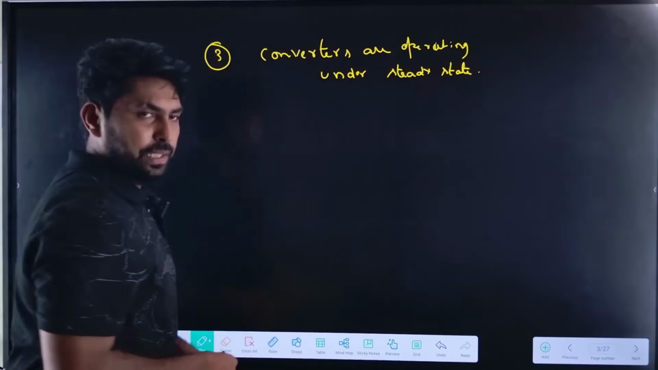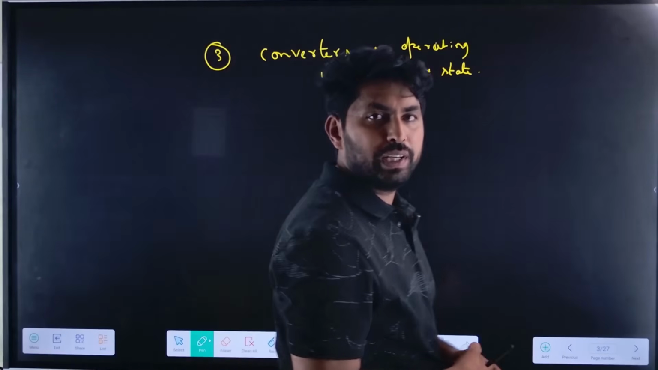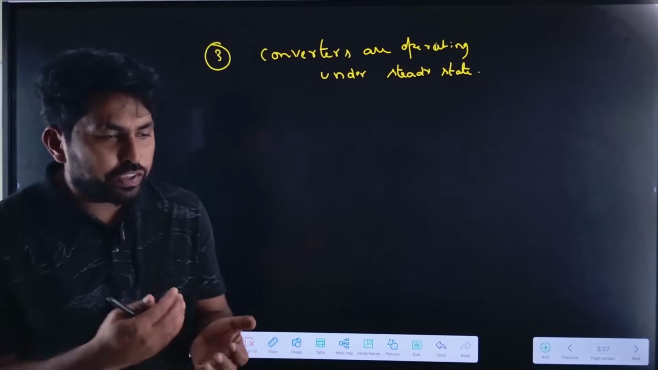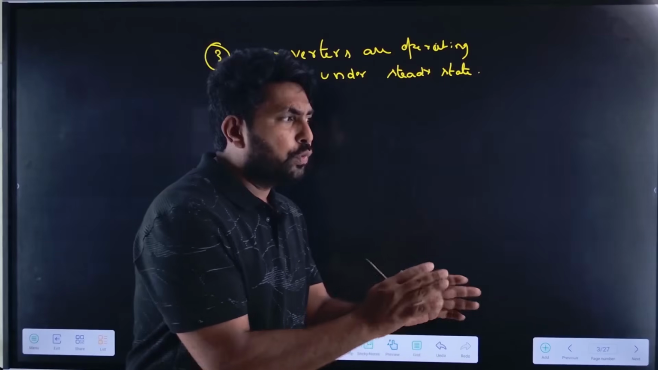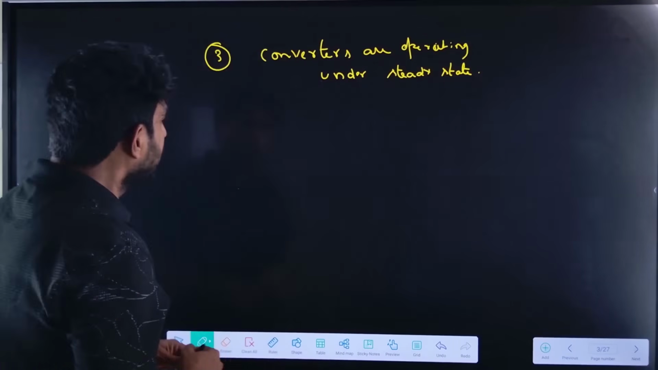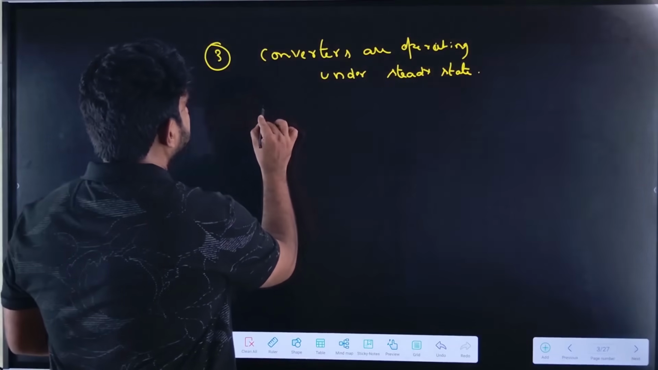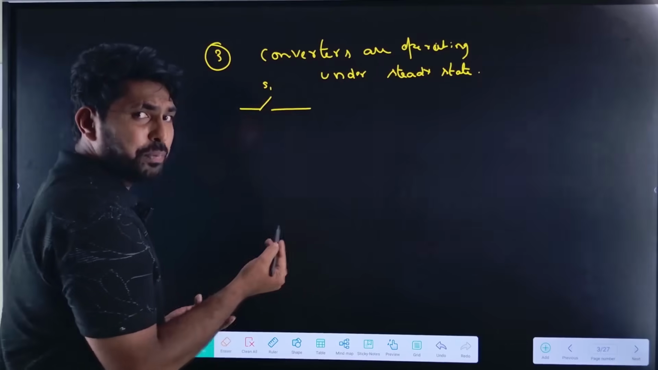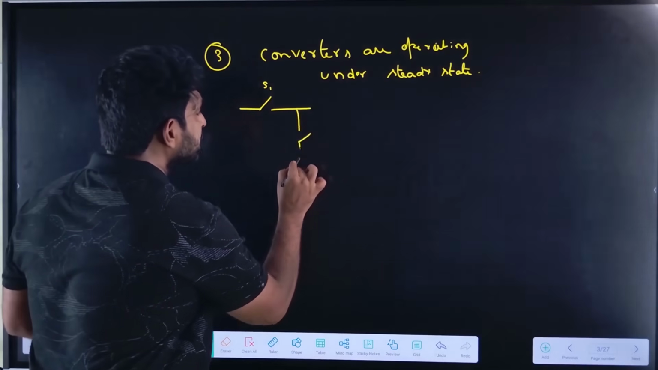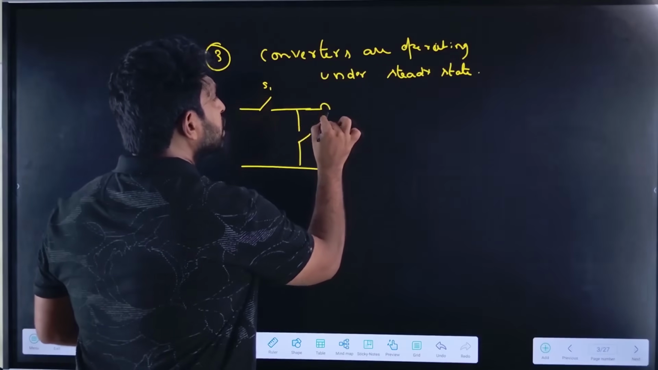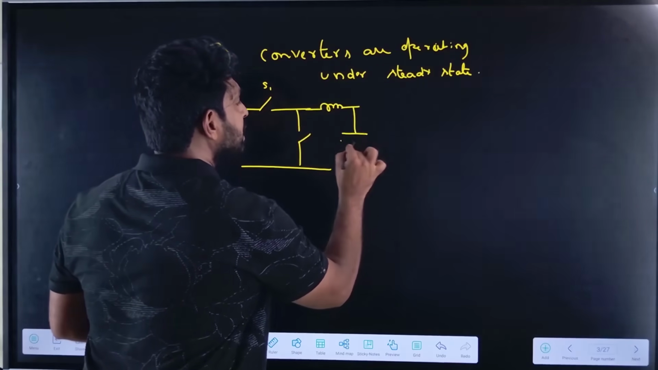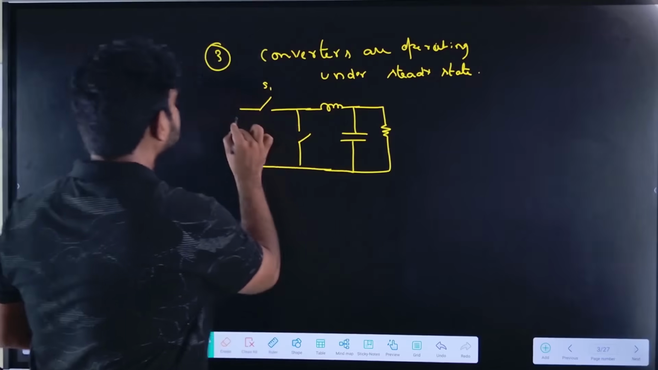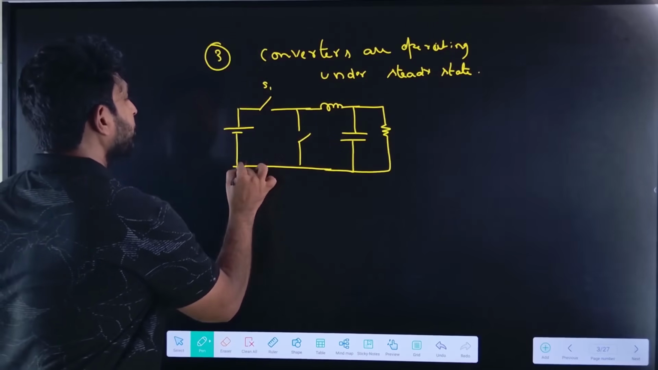What does it mean? Let us see. For example, let me take the buck converter. How can the buck converter be identified? If the inductor is placed on the load side, we can identify it as a buck converter. Now let me draw the buck converter here. We have a switch S1, and a shunt switch S2. On the load side, we have the inductor, the capacitor and the resistor. Let this be the Vs.